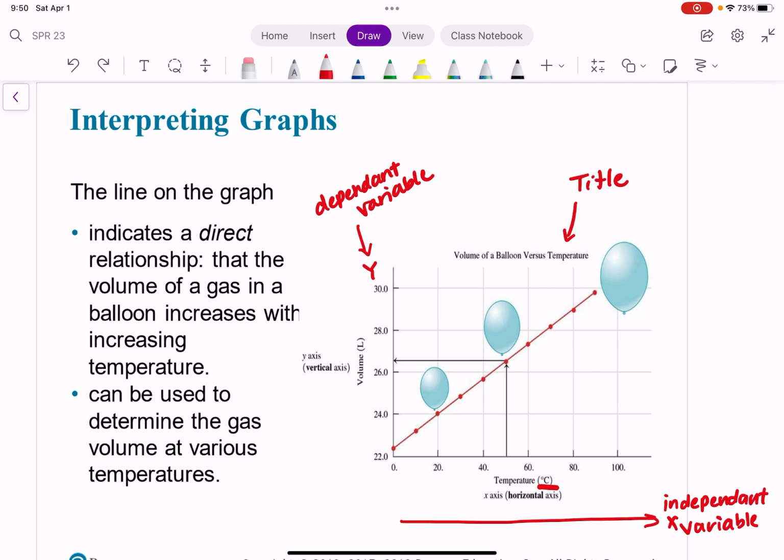Let me make that more clear. Independent variable is x. The value on your y-axis is dependent on what your x value is. So when I'm at 20, my y value is some number. When I'm at 60, my y value is some number. When I'm at 100, my y value is some number. You're changing your independent variable, and your other variable is changing as a result of that.